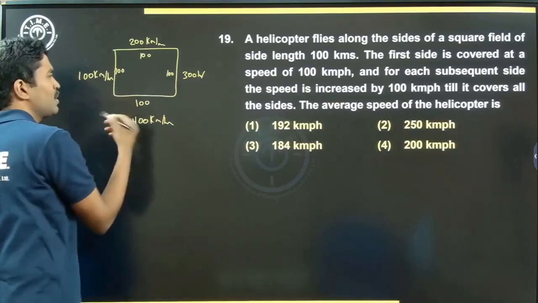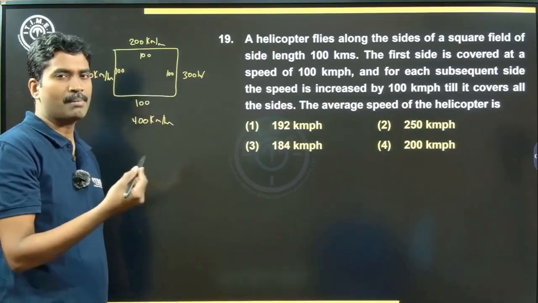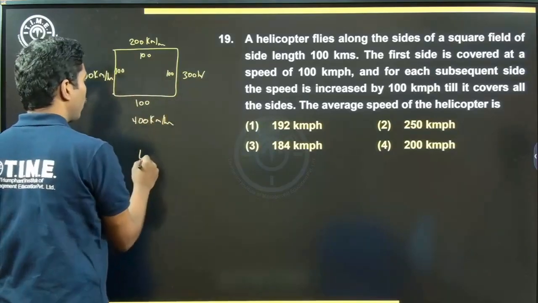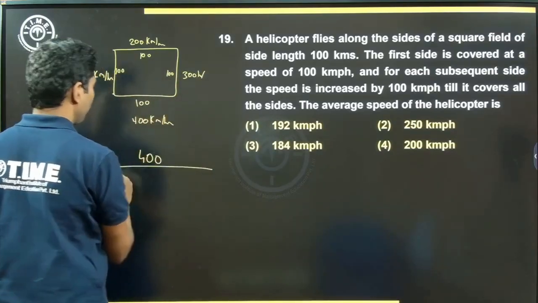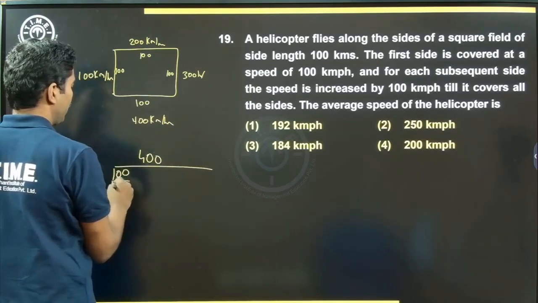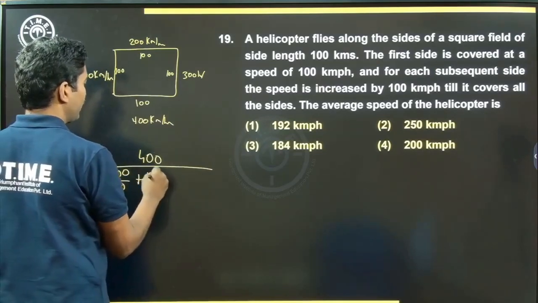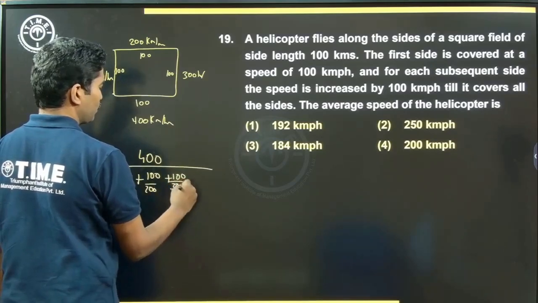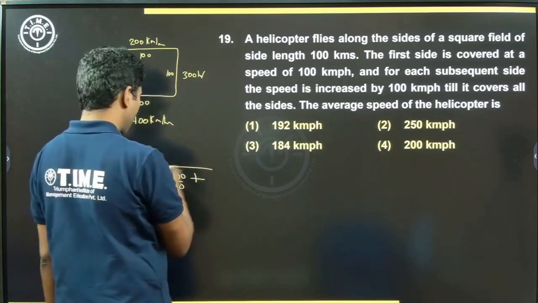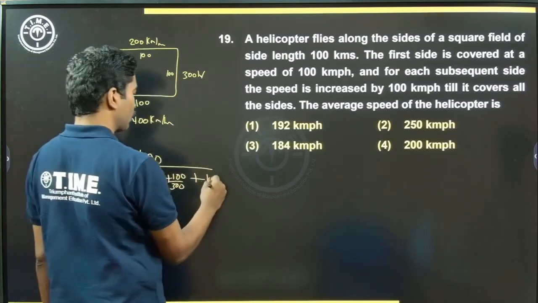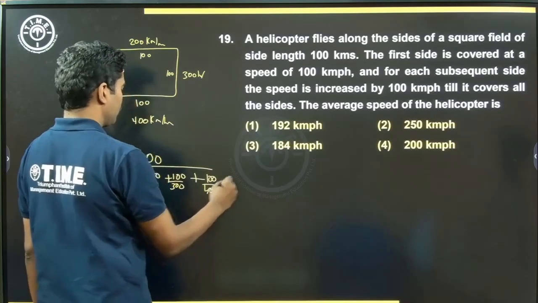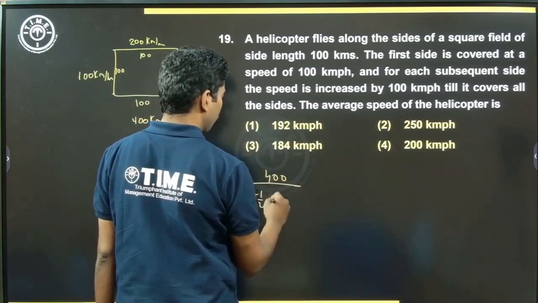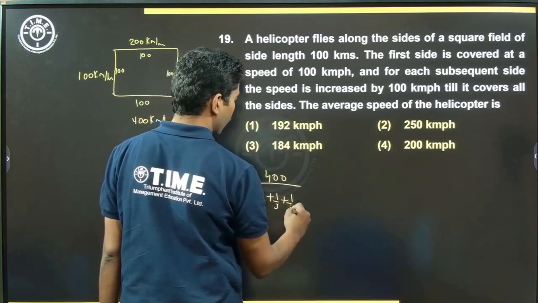So what is average speed? Total distance by total time, right? What's the total distance? 100, 100, 100, 100, 400 by total time. What is total time? 100 by 100 plus 100 by 200 plus 100 by 300. Now we don't have to really write all of this. We could have just simply written 1 by 2, 1 by 3, 1 by 4 also, right? So this becomes 400 by 1 plus 1 by 2 plus 1 by 3 plus 1 by 4, right?